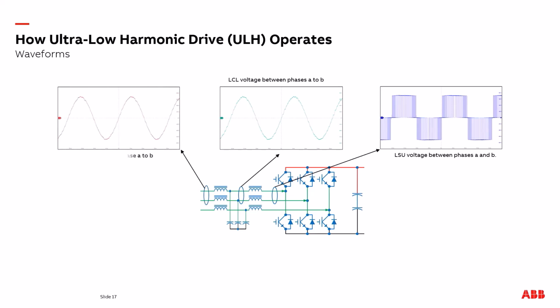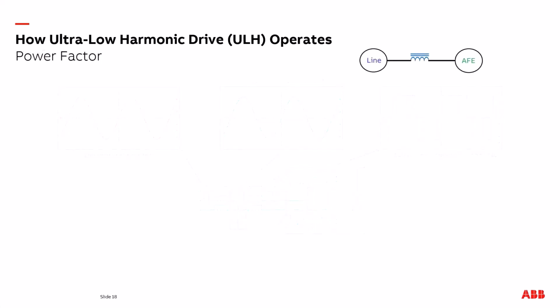And on our input of the system, we have our line voltage coming in. This is going to be a quick overview of how the line to the active front end side of the drive works and how power factor can be adjusted. This is done through voltage.